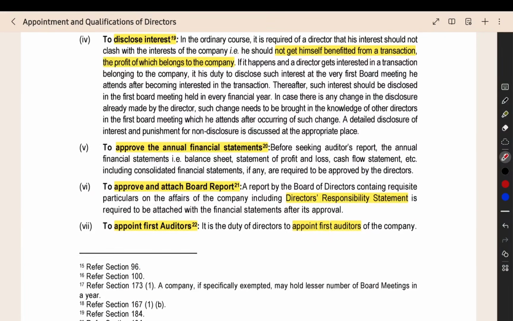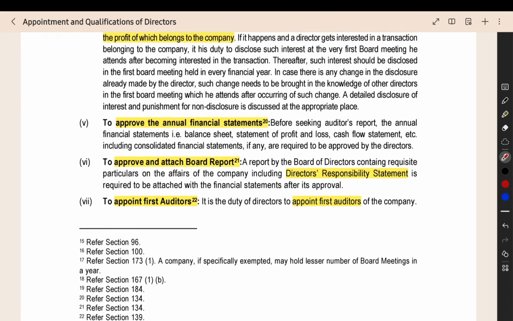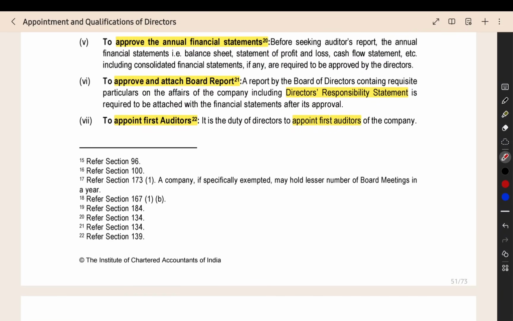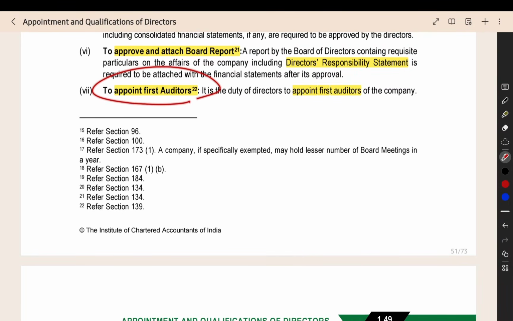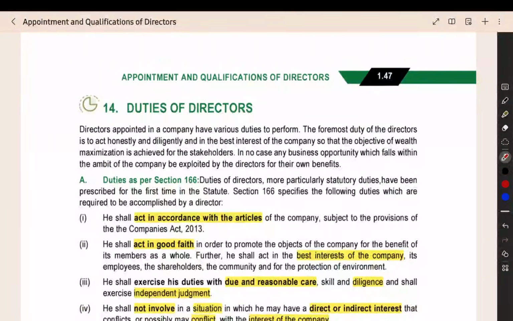You have the detailed provision in the chapter on meeting of board and its powers. We will be seeing it in the third chapter, meeting of board and its powers. They have to approve the financial statements. They have to prepare the board report, approve the board report, and attach the board report to the financial statements. Then, in that board report, the director responsibility statement should also be there. They have to appoint the first auditors. Everything should be done by the directors. These are all the duties of the directors.